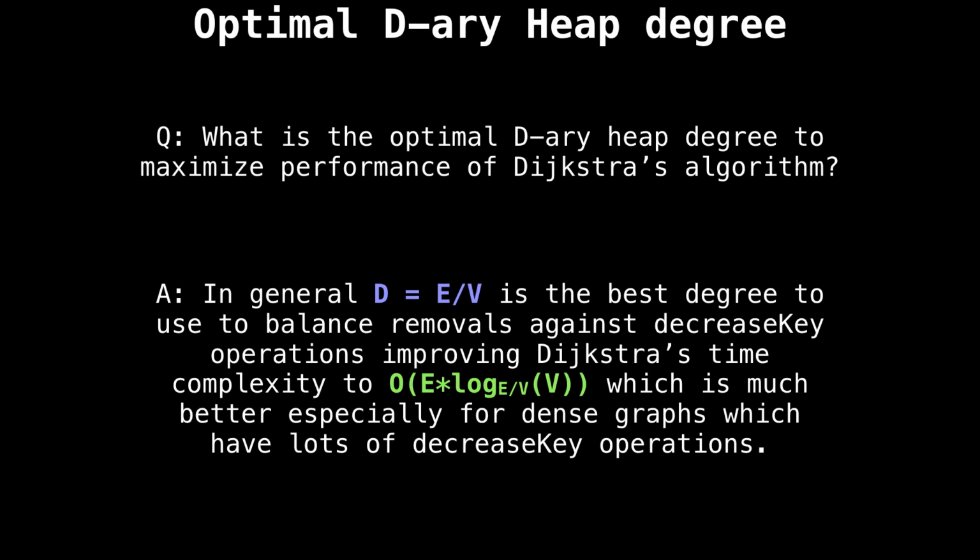So the question then becomes, what is the optimal D-ary heap degree I should use to maximize the performance of Dijkstra's algorithm? And the answer in general is that the value of d should be equal to the number of edges divided by the number of nodes. This is the best degree to use to balance removals against decrease key operations. In turn, this improves Dijkstra's time complexity to be big O of E times log base E divided by V of V, which is better especially for dense graphs which have a lot of decrease key operations.